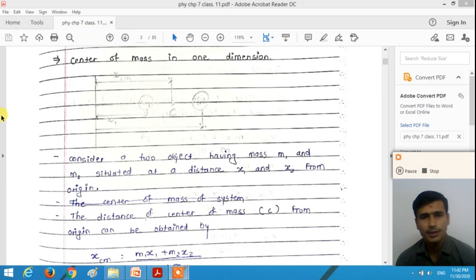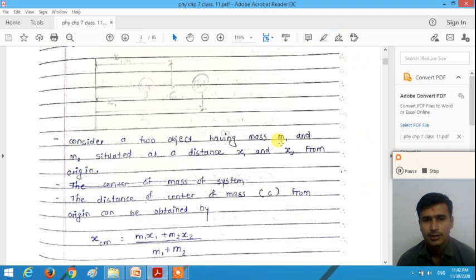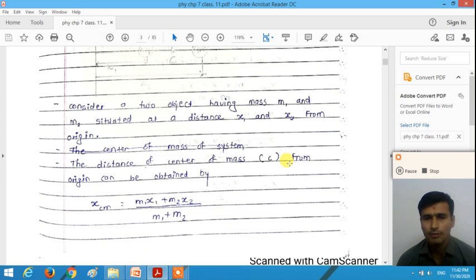So dear student, in the previous video, we discussed the center of mass in one dimension. For that, consider two objects of mass m1 and m2 situated at distances x1 and x2 from the origin. So how can we calculate the location of the center of mass, or the distance of the center of mass from the origin, right? The origin must be specified, because the center of mass depends on the origin. If you change the origin, the location of the center of mass will change, right?